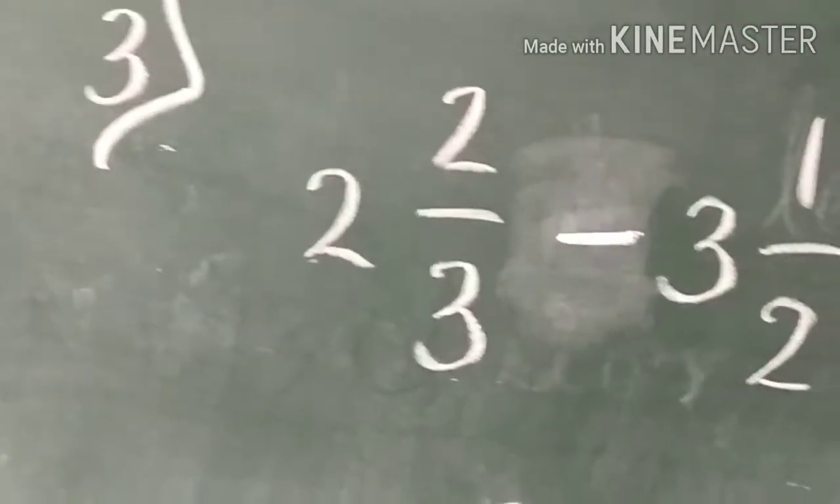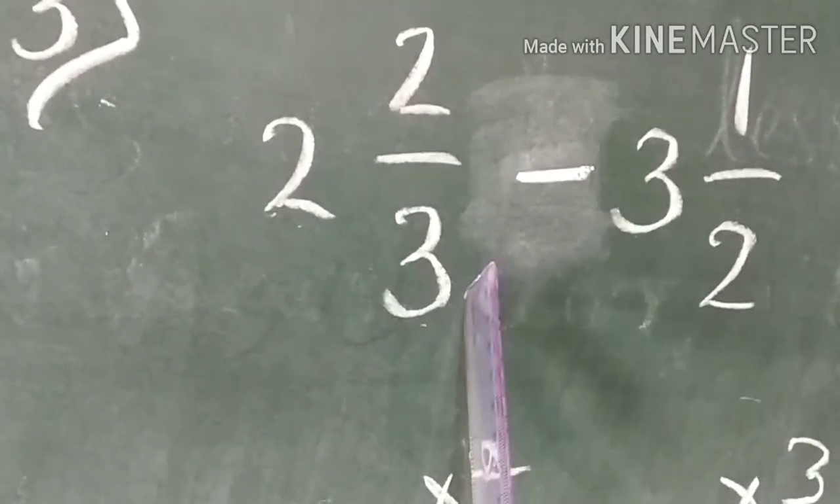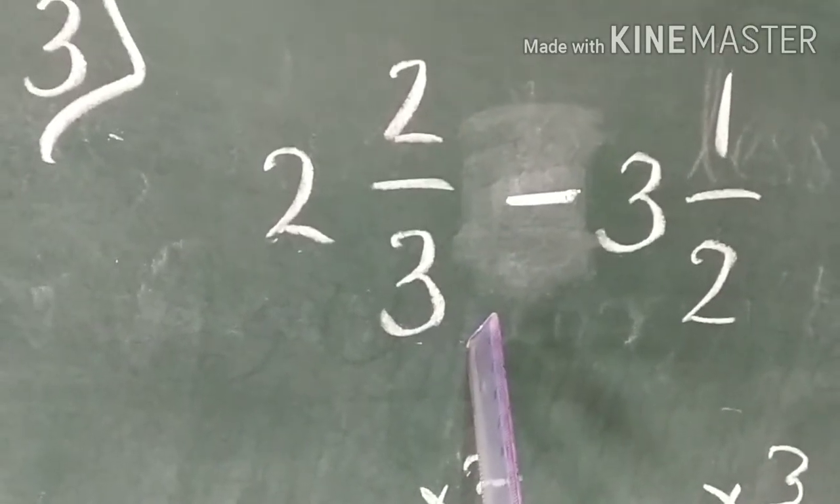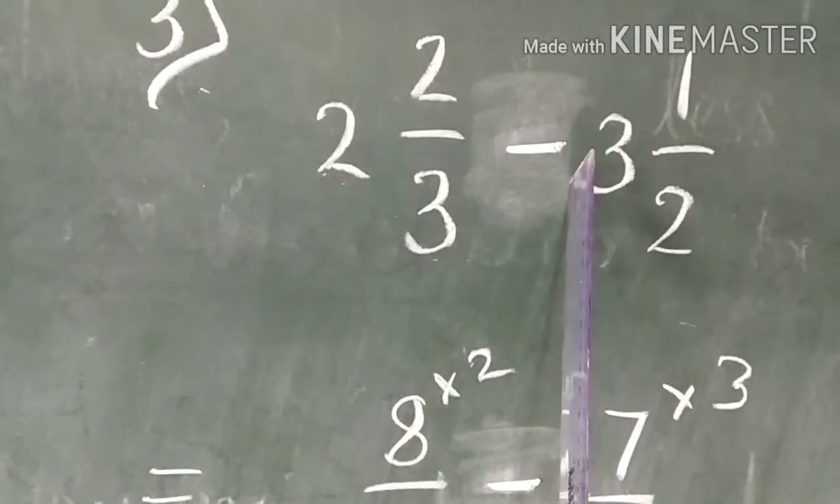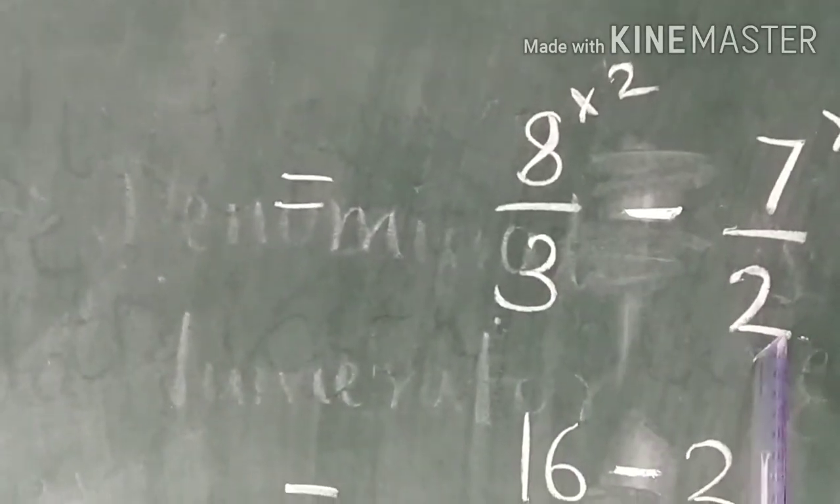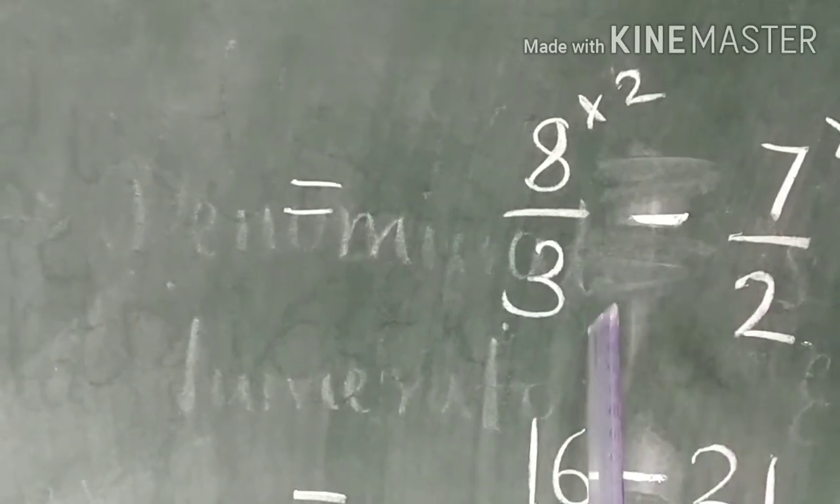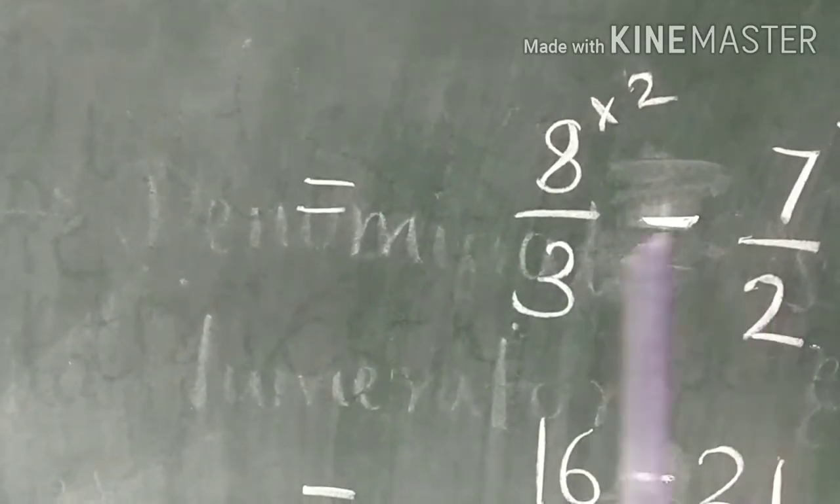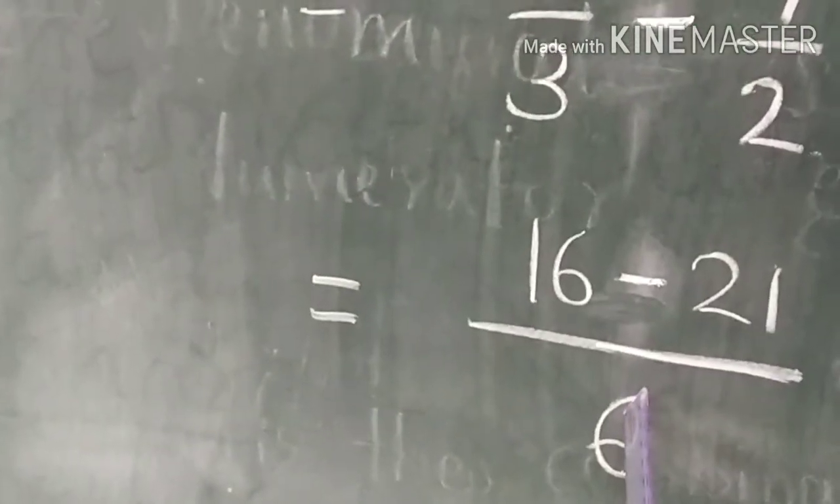Now third example, 2 and 2 by 3 minus 3 and 1 by 2. First we have to convert these mixed fractions to improper fractions. So by converting this, 2 into 3 is 6 plus 2 is 8 by 3. 3 2s are 6 plus 1, 7 by 2. Now LCM of 3, 2. Whenever the denominator parts are different, we have to take the LCM. Otherwise, we keep it as it is. Now here 3, 2. Both are different. So LCM of 3, 2 is 6.